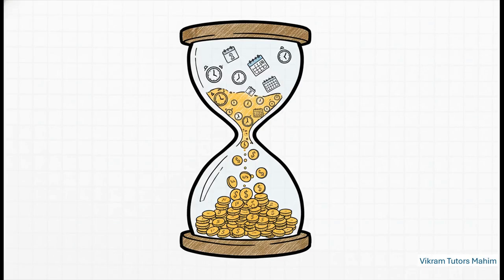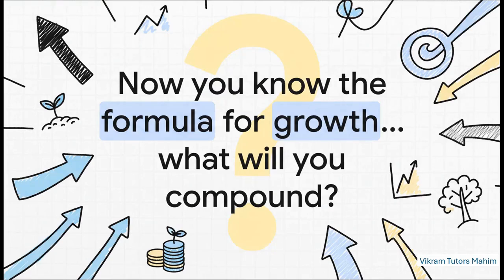So the key takeaway is that compounding turns time into your most powerful asset. It's huge. So now that you get the formula for growth, what will you choose to compound?